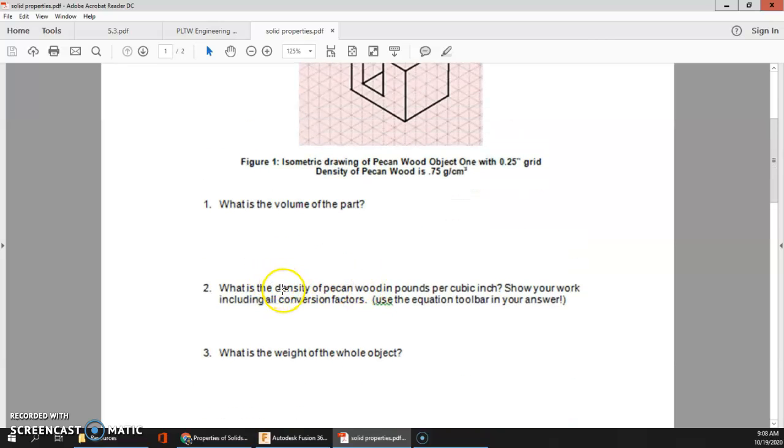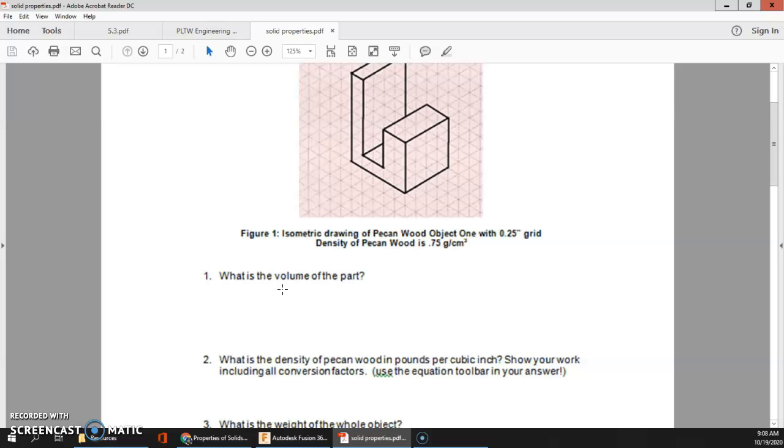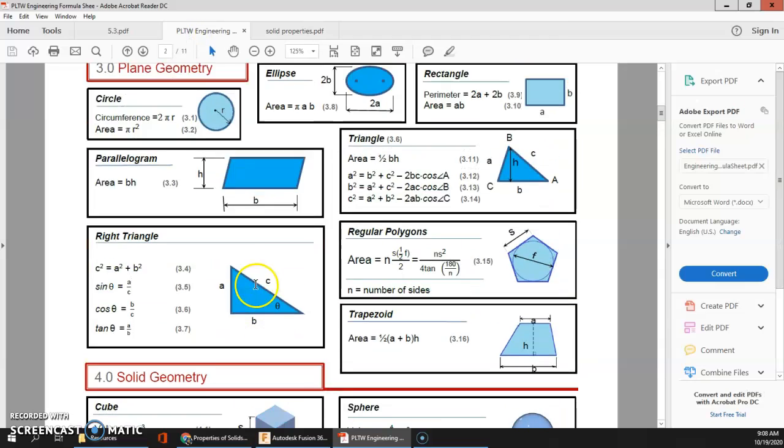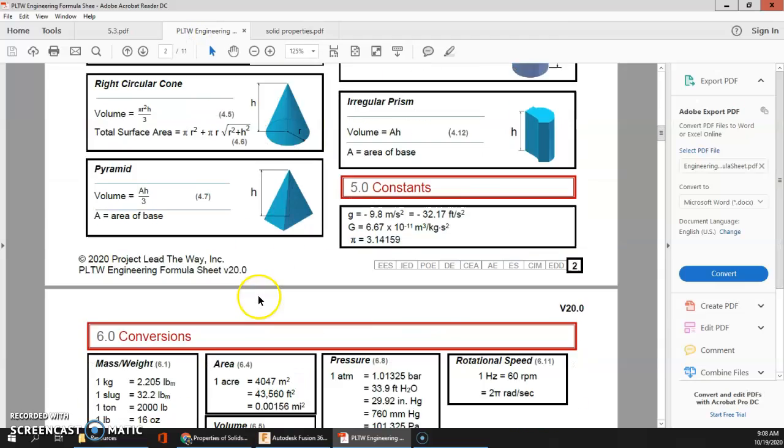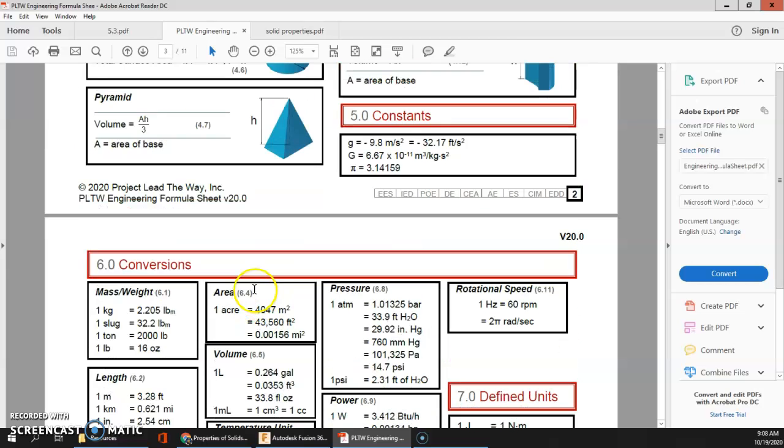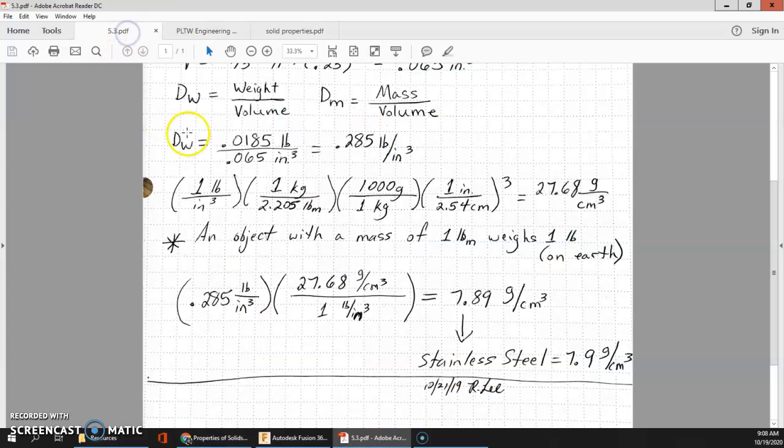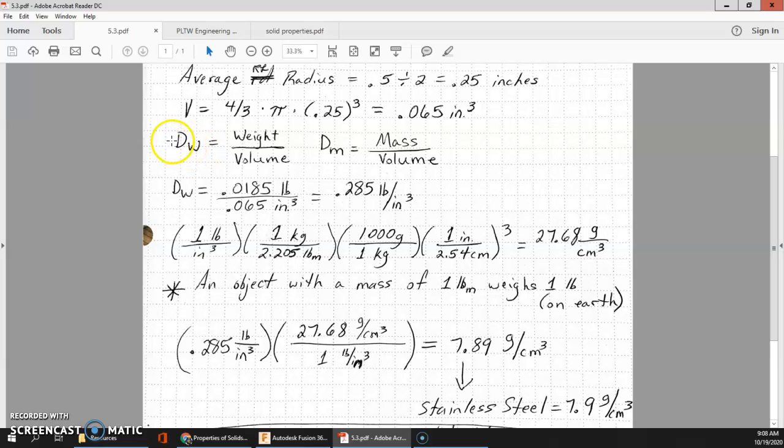Now, we also have questions about weight and density. Remember, mass density and weight density are two different things. Mass is the amount of material in a given volume, and weight is the effect of gravity on that mass. Weight density is noted as D sub W, and that's weight divided by volume. Mass density is denoted as D sub M, and that's mass over volume.